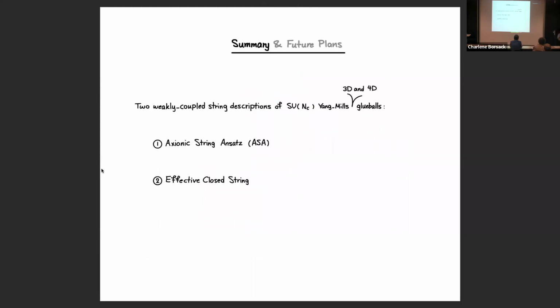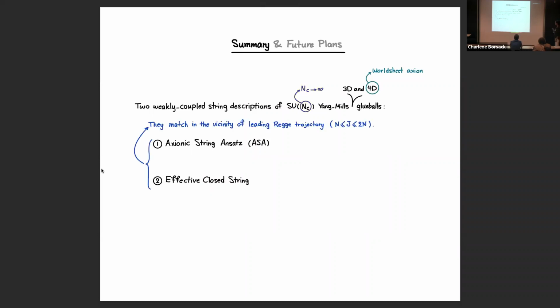So to summarize, two weakly coupled string descriptions of SU(N) Yang-Mills, 3D and 4D glueballs. In the large N limit, ASA predicts that there is an additional degree of freedom in 4D. Both of these approaches match in the vicinity of the leading Regge trajectory. Effective closed string overcounts the states. It's ASA which is in better agreement with lattice data.